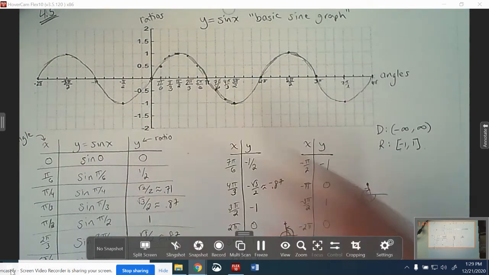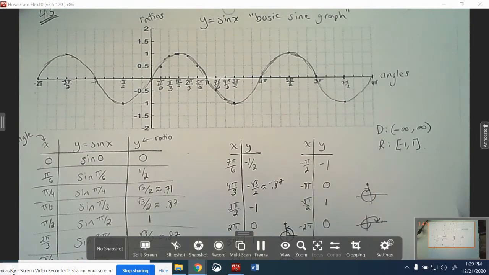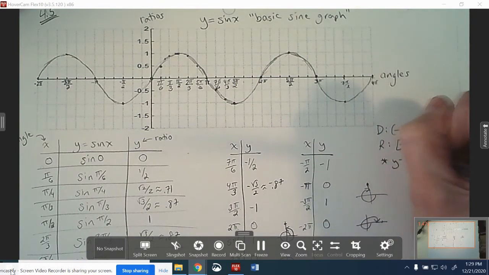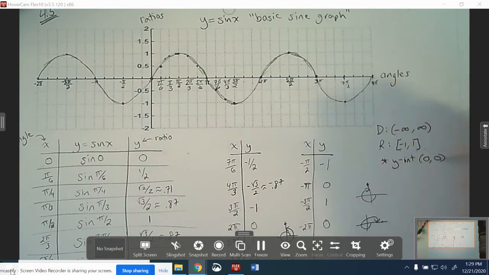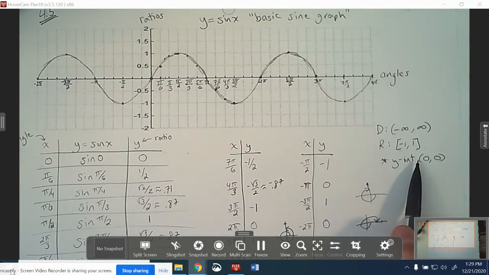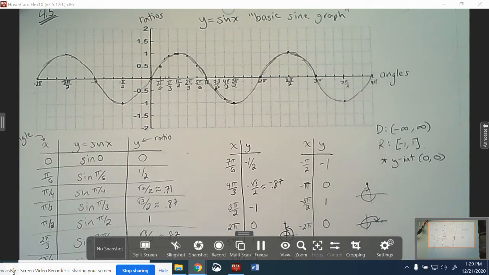And we do go as high as 1, but we don't go above it. Another important characteristic of this graph is the y-intercept. I put a star next to that. You'll see why after break that's an important characteristic.